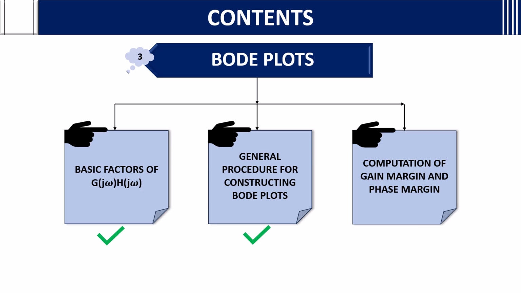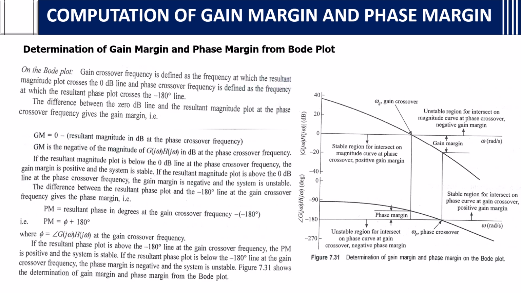In Bode plots, I have already completed the basic factors of G of j omega and H of j omega, and the general procedure for constructing Bode plots. In this video I am going to cover the computation of gain margin and phase margin. After this I will do a separate video based on the Bode plots. Determination of gain margin and phase margin from Bode plot.